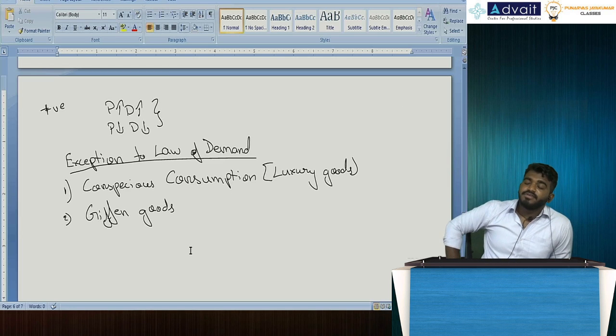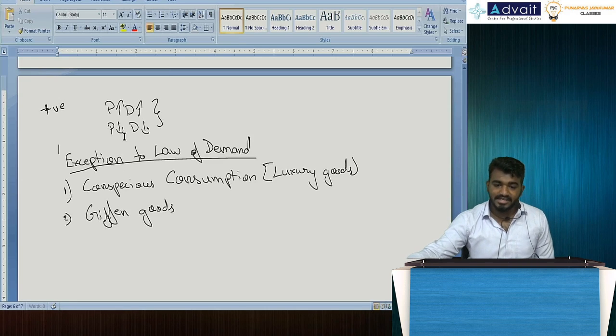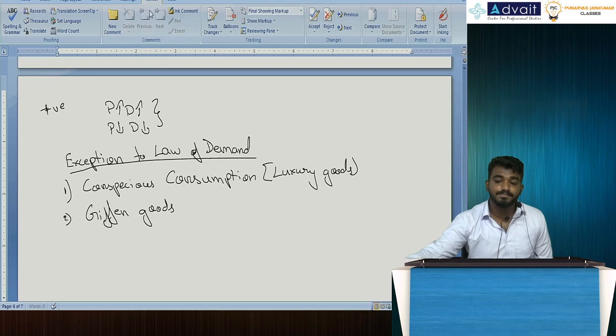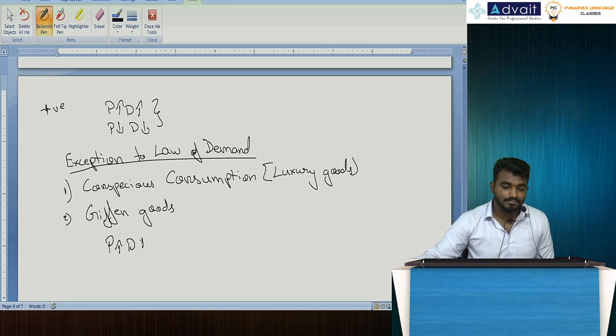Now you tell me, which one will you purchase? A 300 rupee t-shirt or a 2000 rupee t-shirt? Sir, still the 300 rupee t-shirt is preferred. Sir, whenever the price of a commodity has increased, which prices? Inferior goods prices, that is Giffen goods prices. Whenever the price of a commodity has increased, that is inferior goods, demand is also increasing.